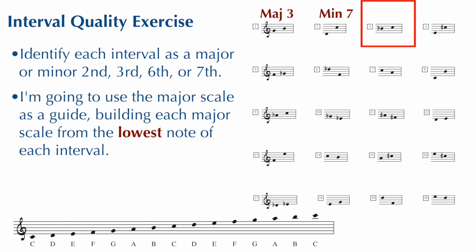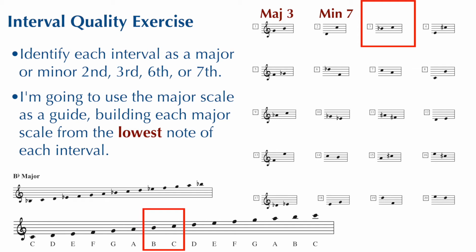Number 3, we have a B flat going to C. Any kind of a B going to C, whether it's flat or whatever, is going to be a second. And then we construct a B flat major scale. And that C does belong in the B flat major scale. So B flat to C is a major second.